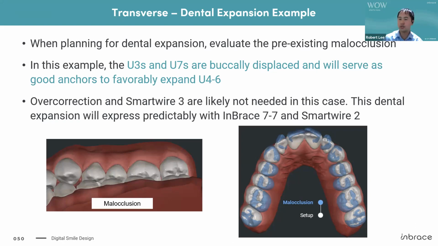And then you actually don't really need overcorrection in a case like that, because these movements are very favorable. So in this case, I would just go to SmartWire 2 and wouldn't add any overcorrection. I would expect it to work out well.